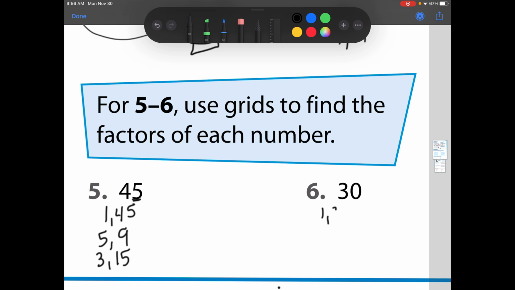Now how about 30? Well, again, I know it can always be 1 and 30. I know it's an even number, so I know that's 2 times something, which is 2 times 15. I know 3 times 10 equals 30. And I also know counting by 5s, 5 times 6 equals 30. So those are my factors of 30.